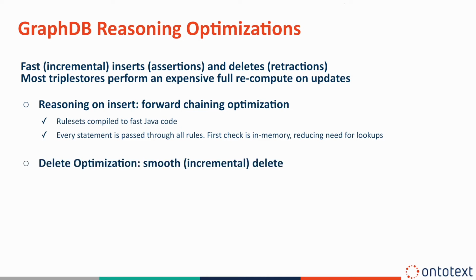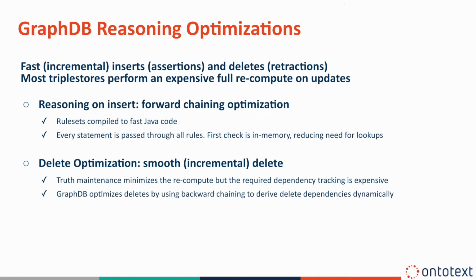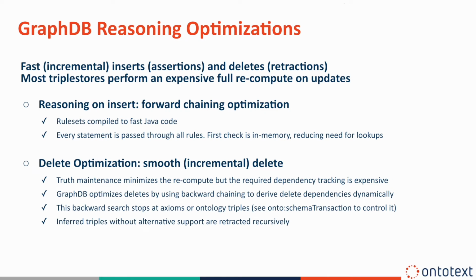The second optimization tactic is delete optimization, or smooth incremental delete. In this case, truth maintenance minimizes the recompute, but the required dependency tracking is expensive. GraphDB optimizes deletes by using backward chaining to derive delete dependencies dynamically. This backward search stops at axioms or ontology triples. You need to check onto schema transaction to control it. The inferred triples without alternative support are retracted.